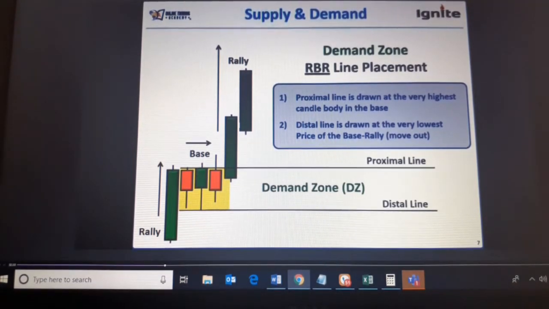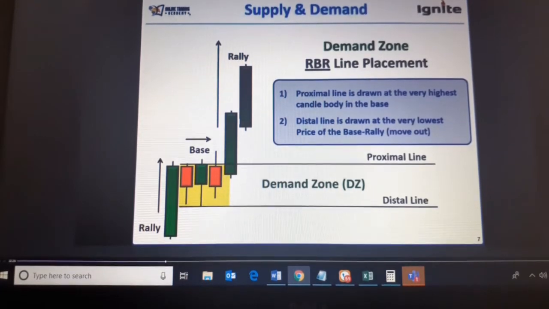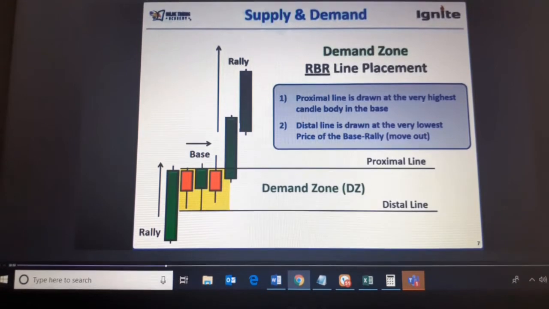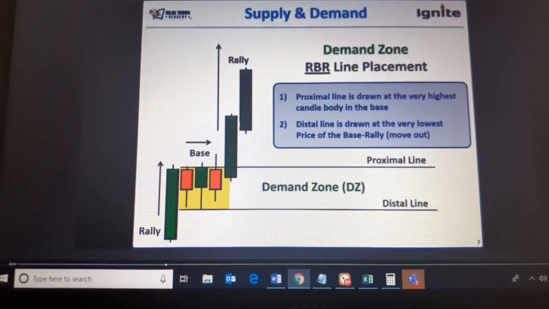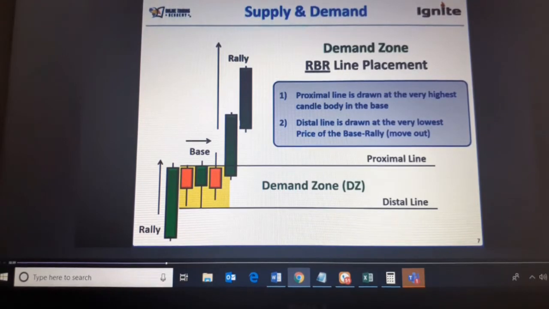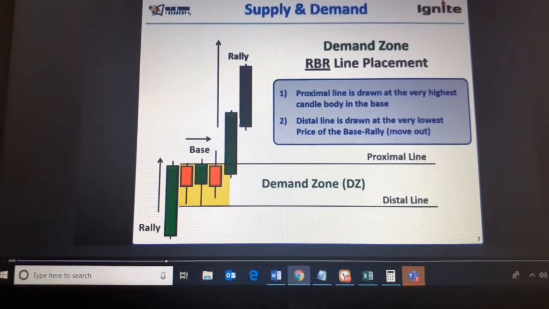The high of the rally leg-in will not be considered as the highest body for the proximal line. Always remember, the proximal line will always be concerned with your bases, not the leg in and the leg out. Yeah, leg in is not considered, right? You're right.